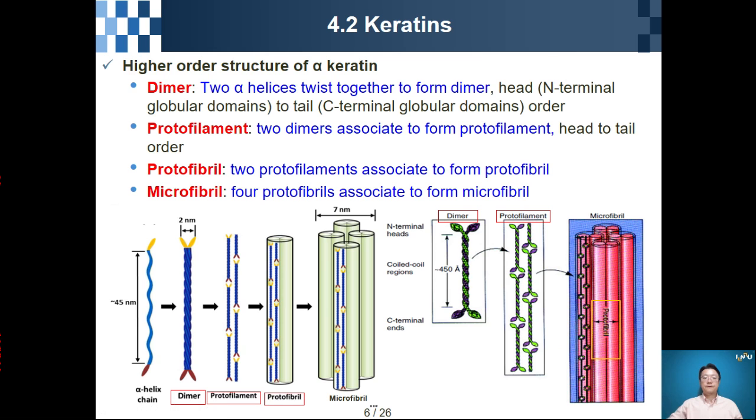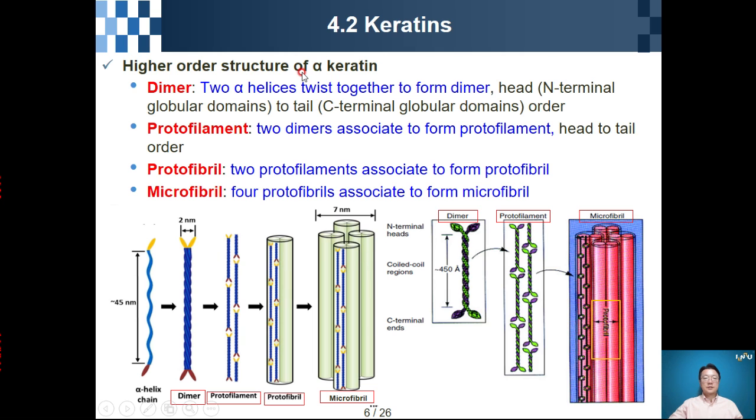The next one is the protofibril. Two protofilaments associate to form protofibrils. After that, the final and most complex one is the microfibril. Four protofibrils associate to form a microfibril.